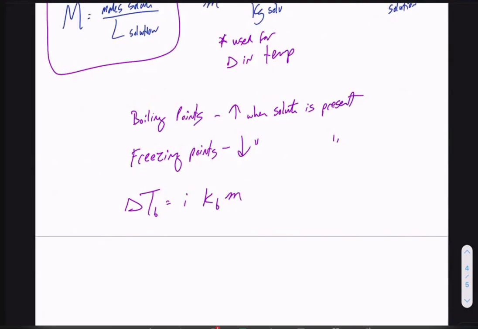The Kb value is the boiling point constant, and if the solvent is water, that is the value, and of course that is going to be given to you. You don't have to memorize that. Molality is the concentration used. I, who remembers what I is? Yeah, number of ions, right? Van 't Hoff factor, right?